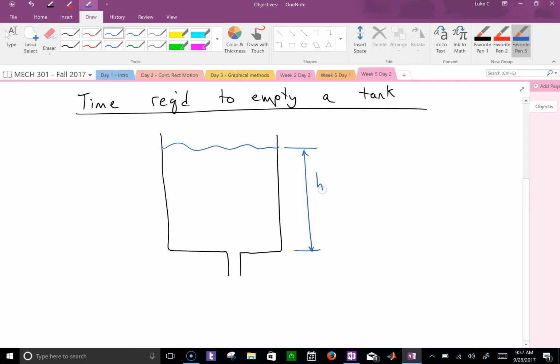This is the height of the tank, the height of the water in the tank.